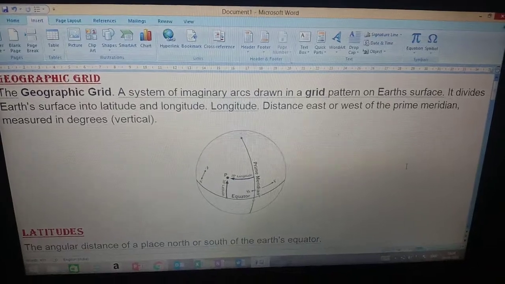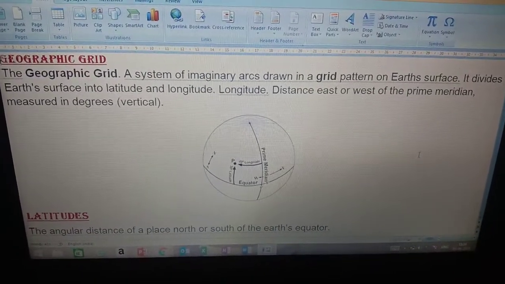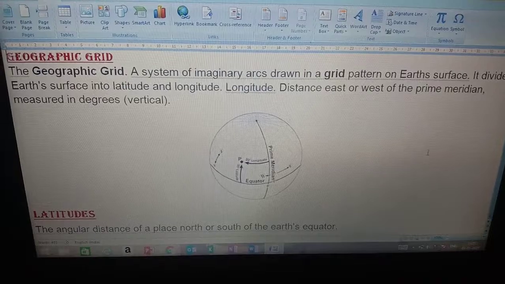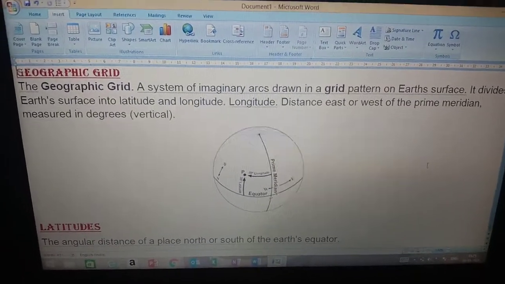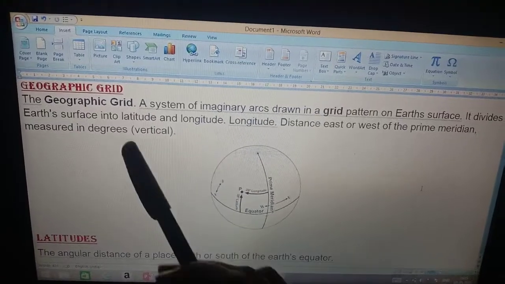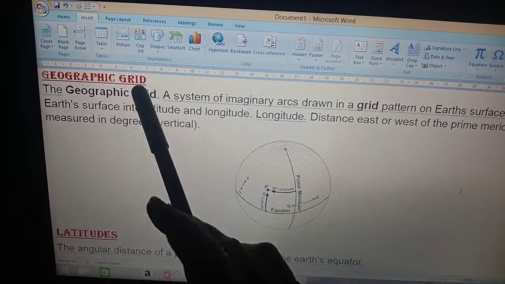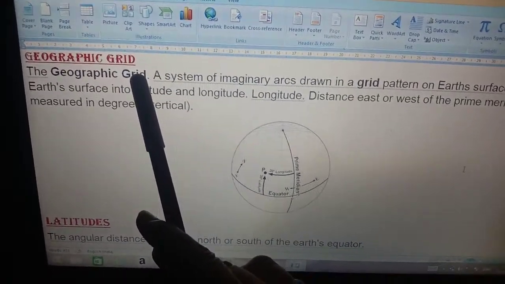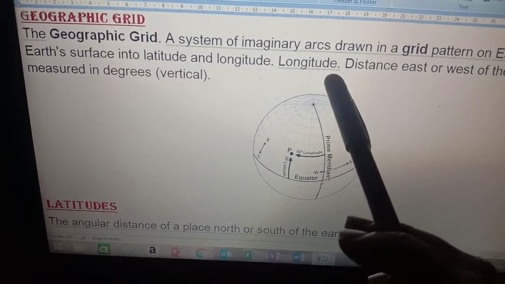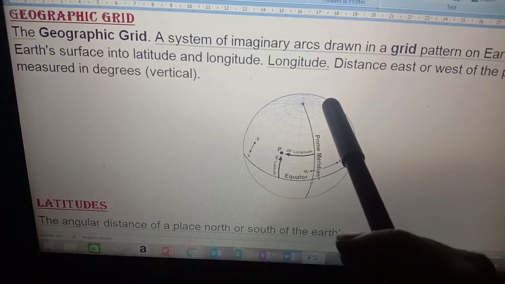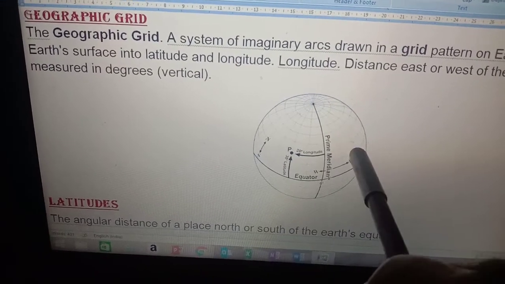Hello dear students. Today we will start with the next chapter, that is about geographical grid, latitudes and longitudes. First we need to understand what a geographic grid is. Here you can see the figure. Here you can see the imaginary lines of longitude as well as latitude.